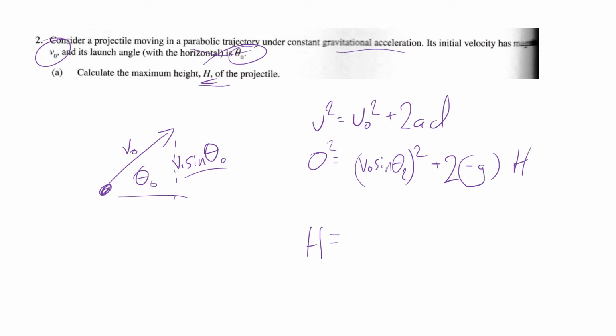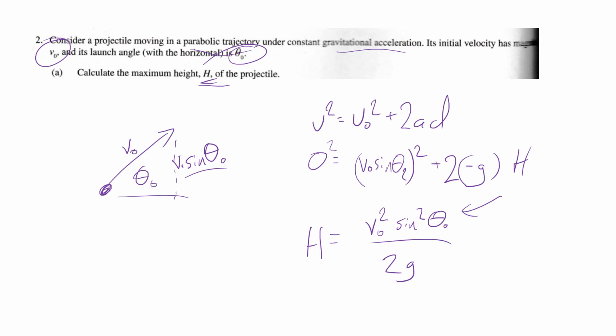So h is going to equal, let's move the h over to the other side so the g turns positive. So we're going to get v0 squared sine squared theta 0 divided by 2g. And that's it for that.